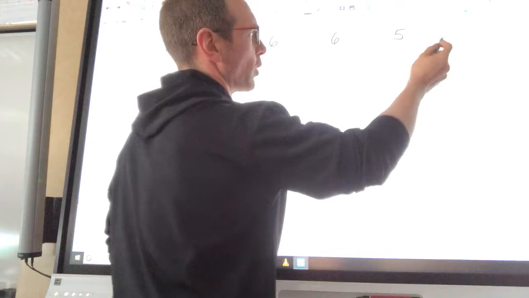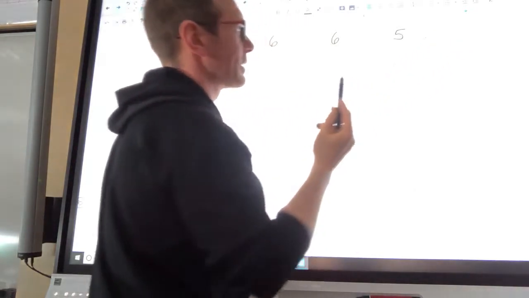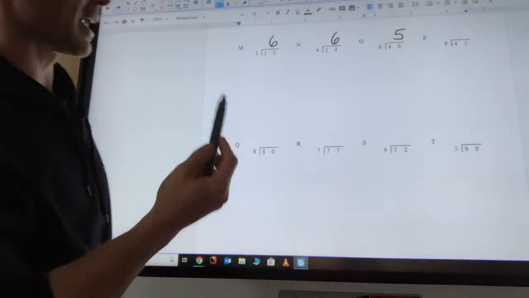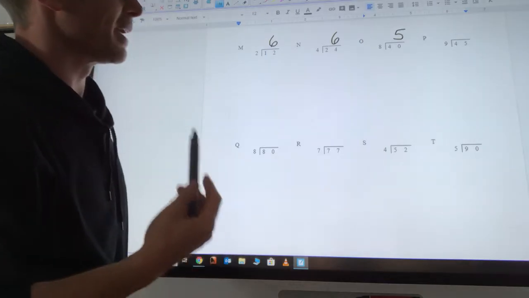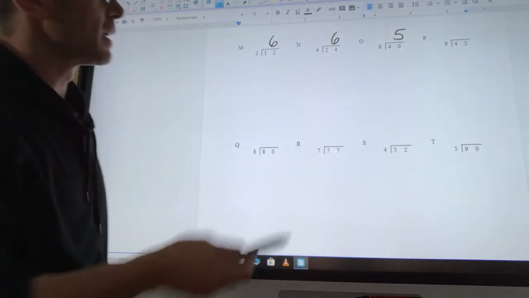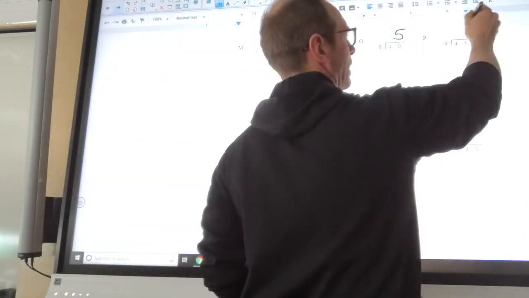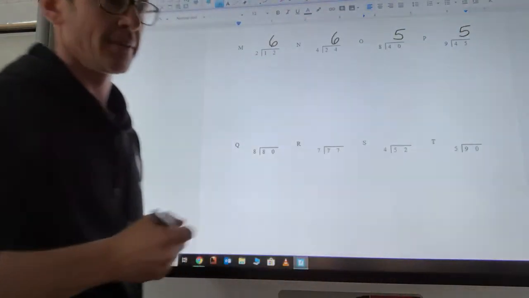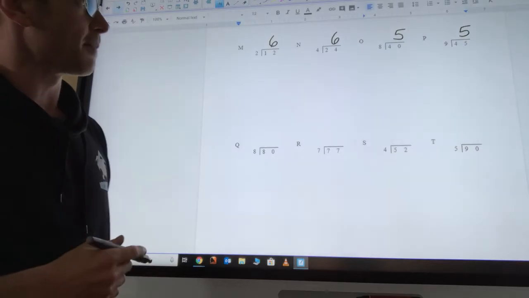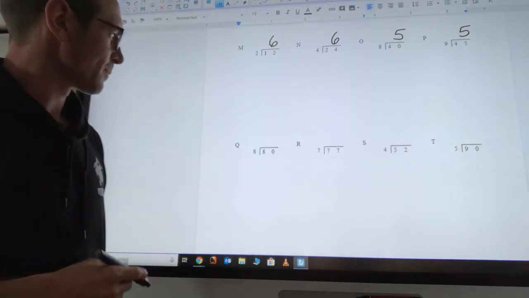P, 45 divided by 9. Well, it's another one of those ones that I know it's less than 10, because 10 times 9 is 90. So 45 divided by 9, well, it takes 5 9s to get to 45. So 45 divided by 9 would be 5.